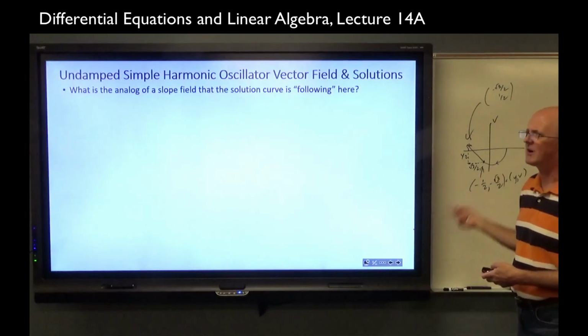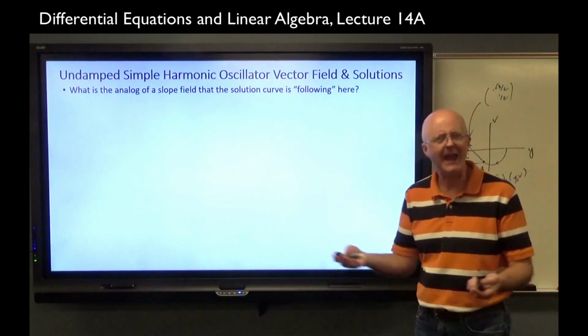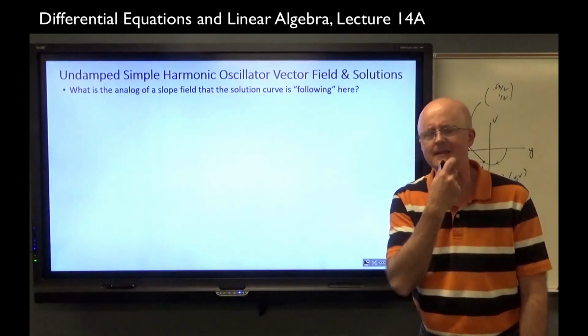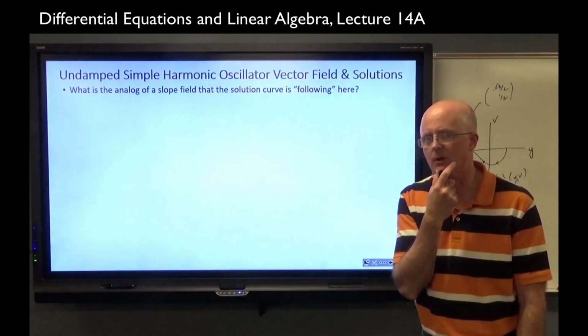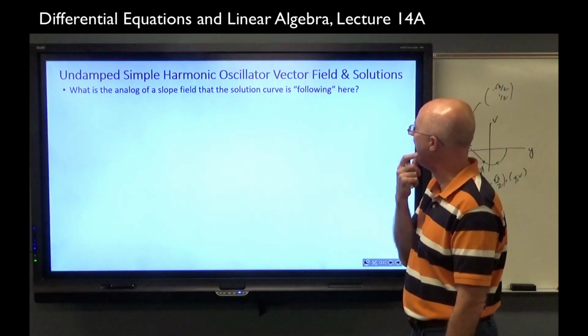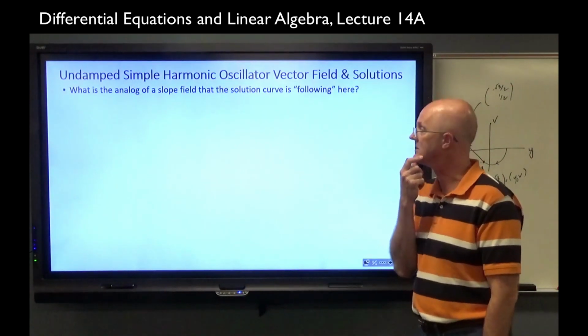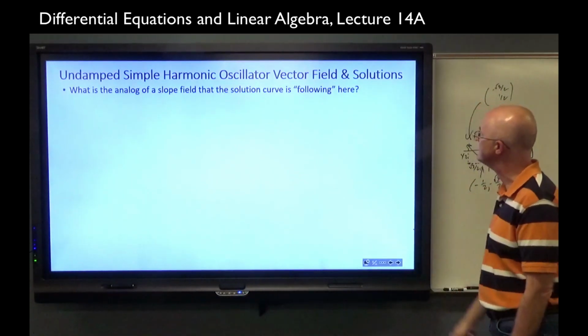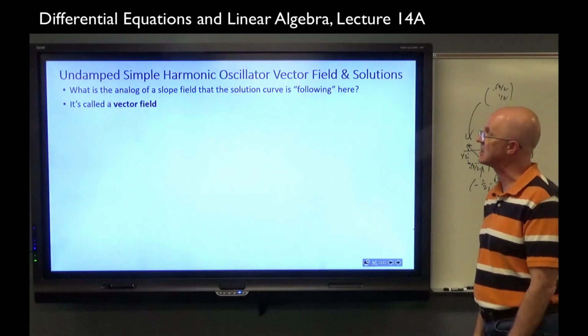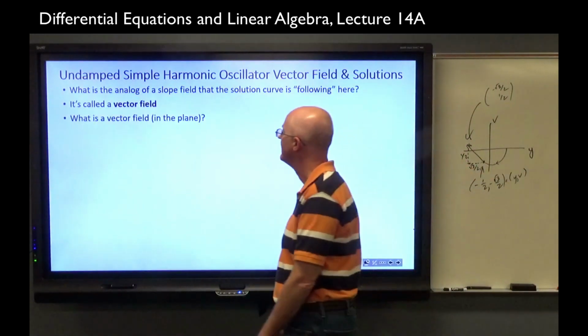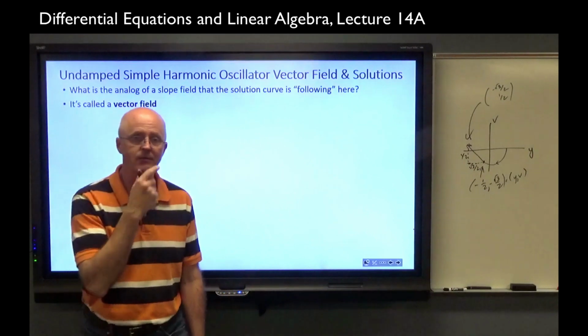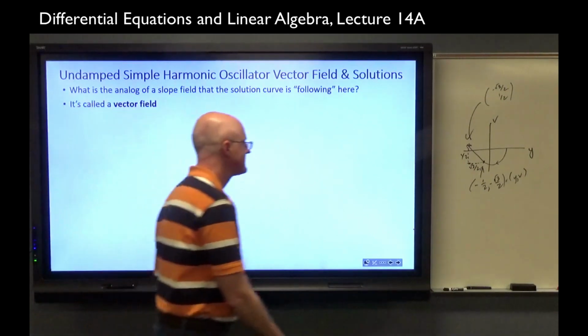The solution curve seems to be following some tangents, just like solutions in the scalar case follow tangents for slope fields. Is there an analog of a slope field that the solution curve is following here? Yes, it's called a vector field. This is something new, the first time I've really talked about vector fields in this class.